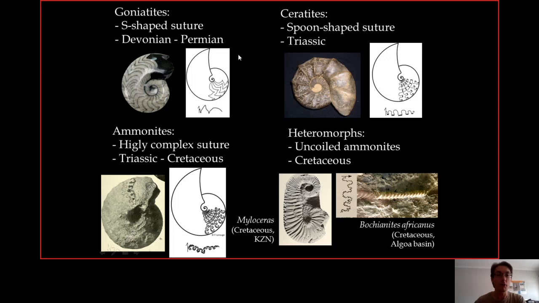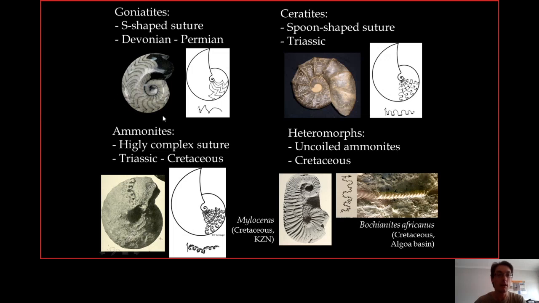spans. So the most primitive family of ammonoid has the most simple suture. It's more complex than the nautiloid type of suture, but it's still a very simple type of suture, which is S-shaped. So you can see it's zigzagging. It's a very simple zigzagging suture, a little more complex than the nautiloid type of suture. And this type of suture characterizes the goniatids that are found in the Devonian and Permian. So here is an example of a goniatid from Morocco.